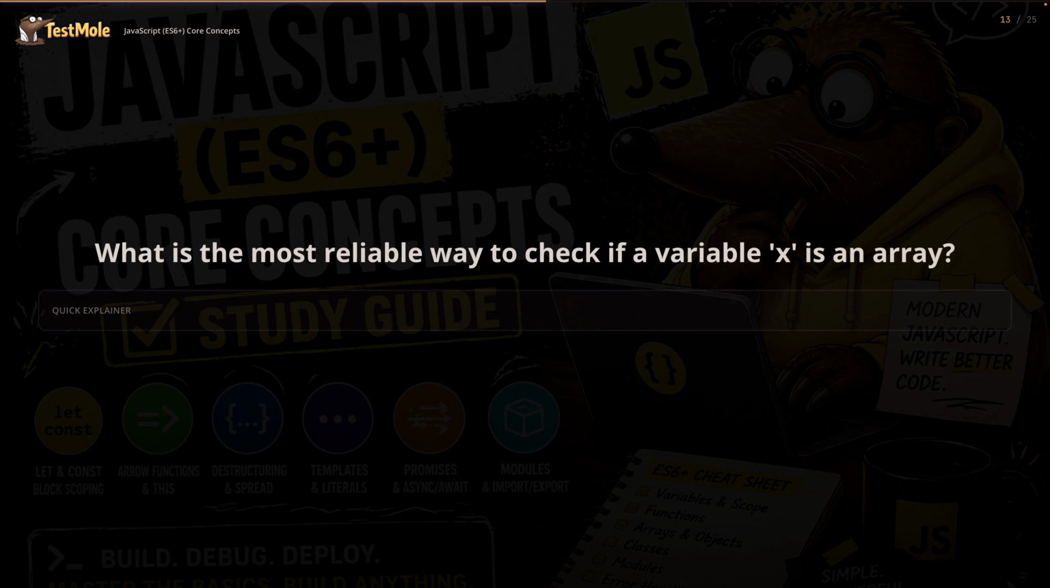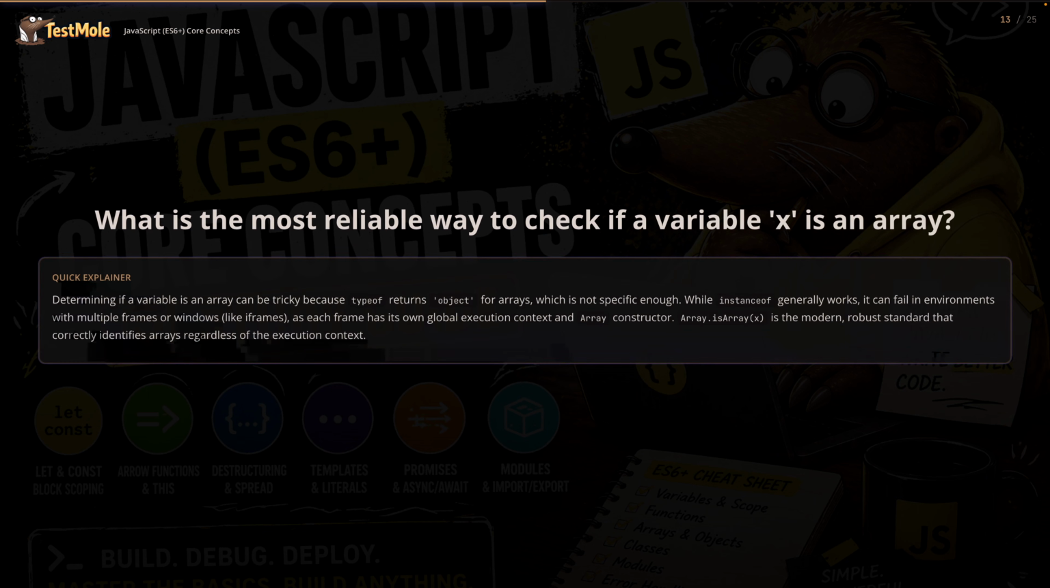What is the most reliable way to check if a variable x is an array? Determining if a variable is an array can be tricky because typeof returns object for arrays, which is not specific enough. While instanceof generally works, it can fail in environments with multiple frames or windows, like iframes, as each frame has its own global execution context and Array constructor. Array.isArray(x) is the modern, robust standard that correctly identifies arrays regardless of the execution context.